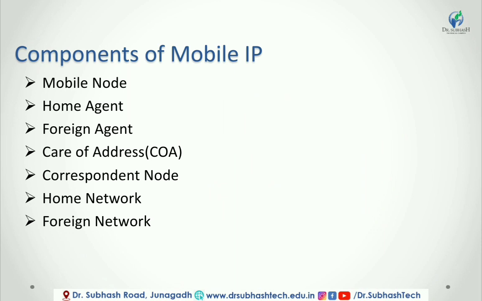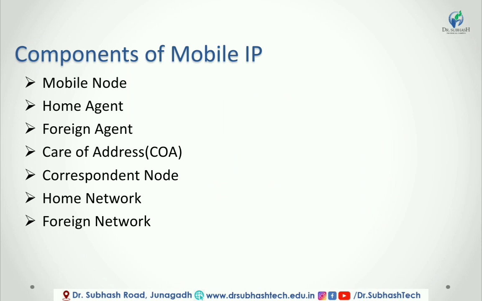Next component is care of address. The care of address defines the current location of the mobile node from an IP point of view. All IP packets sent to the MN are delivered to the COA, not directly to the IP address of the MN. Packet delivery towards the mobile node is done using a tunnel. To be more precise, the COA marks the endpoint of the tunnel, meaning the address where packets exit the tunnel.